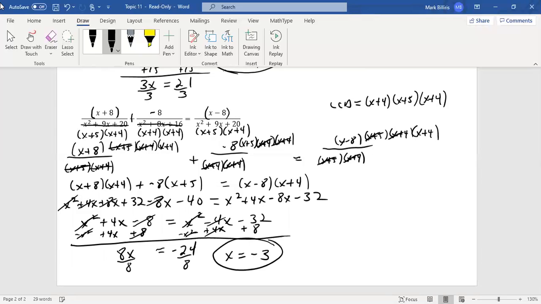So keep in mind, you want to make sure the negative 3 doesn't make our denominator 0. So x plus 5, x plus 4 is our denominator, so negative 3 wouldn't make our denominator 0. So we'd be okay.